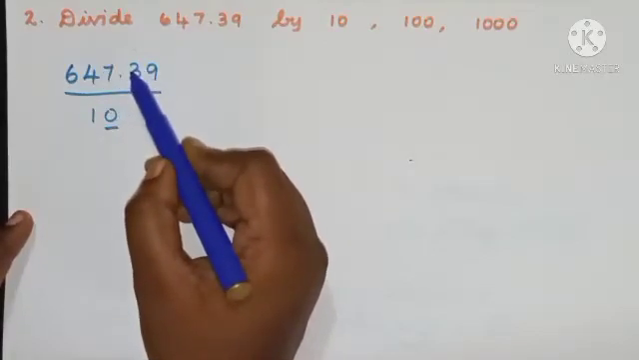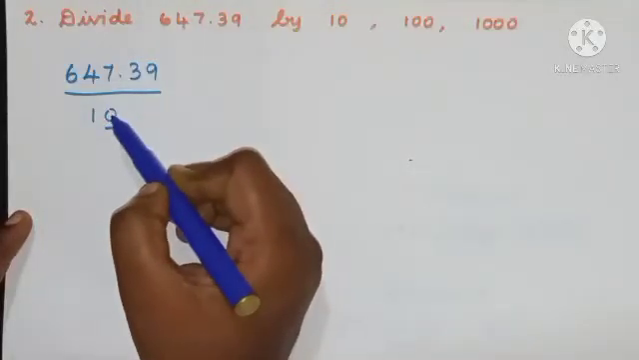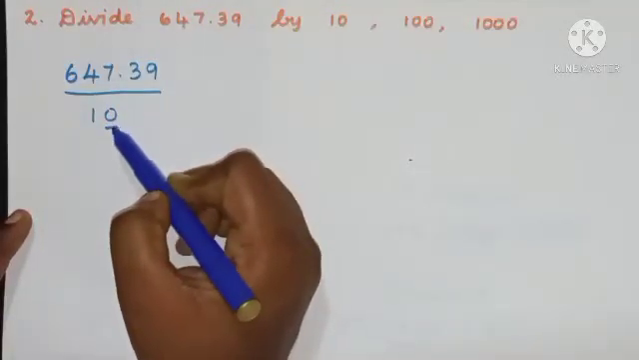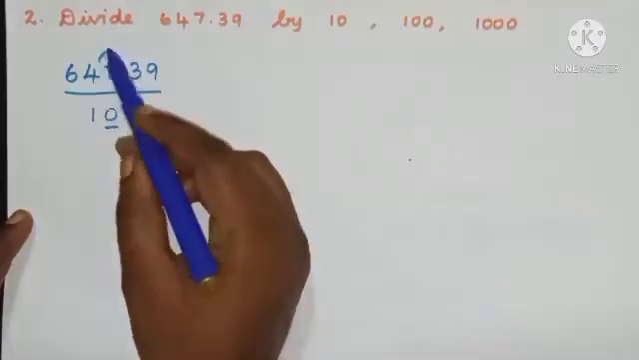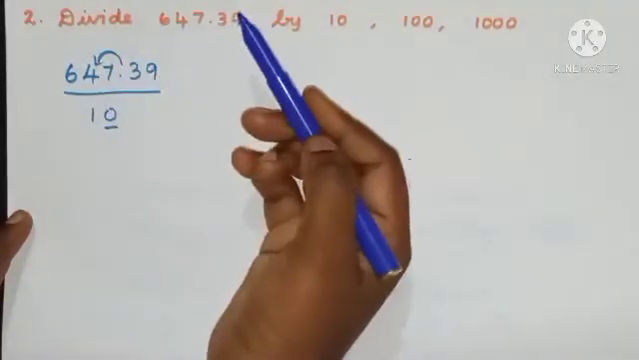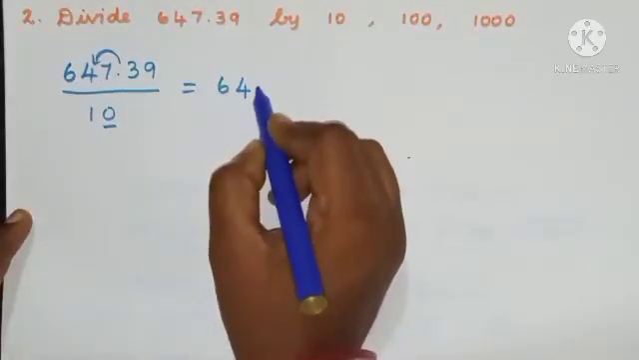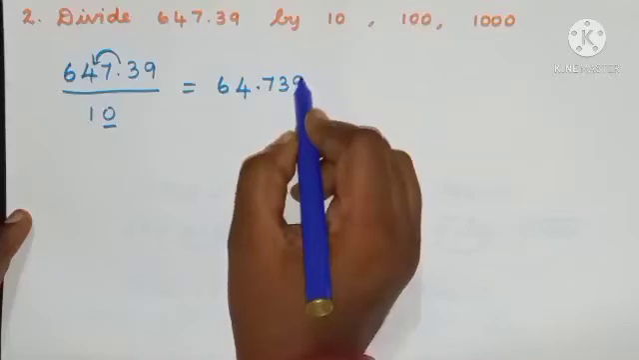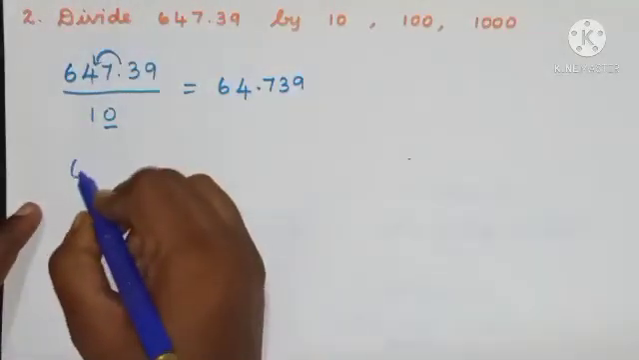To multiply, you have to move the decimal point towards the right. But here we have to divide the decimal number by 10. So you have to move the decimal point towards the left, 1 place towards the left. So you will get the answer as 64.739.